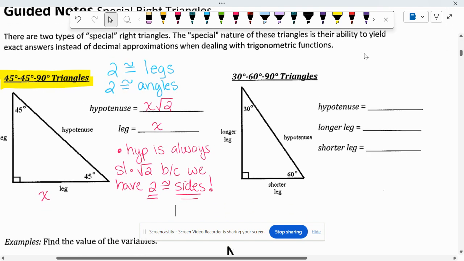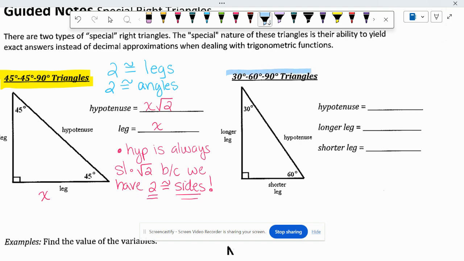And then we know that when we have the 30, 60, 90 triangle, a lot of times it doesn't put 30 and 60 both in your triangles. Most often it just gives you the right angle and then one of the measures, either a 30 or a 60. Not always both, okay?